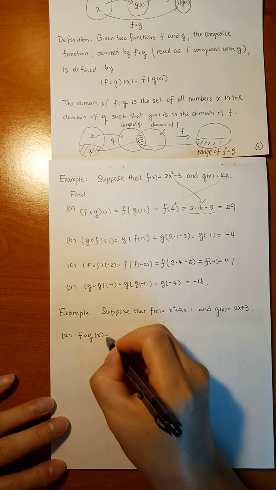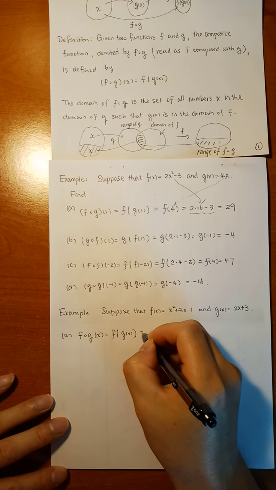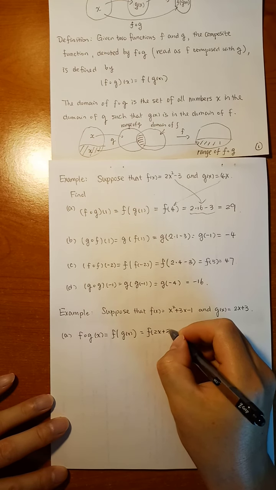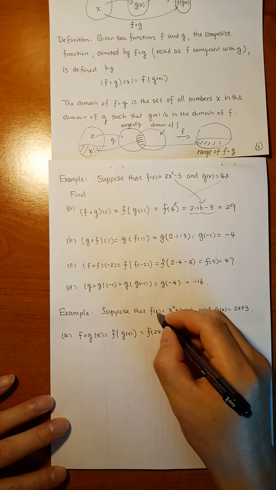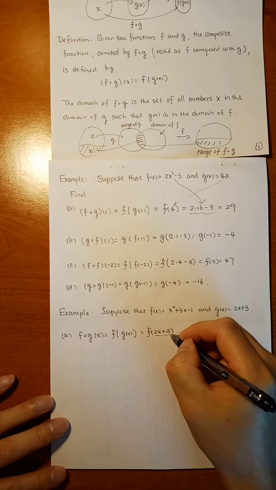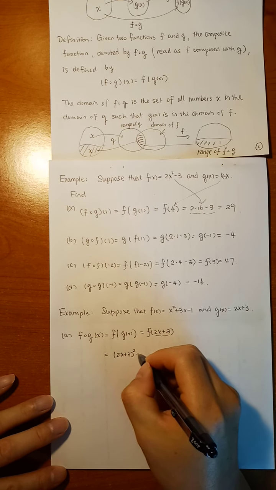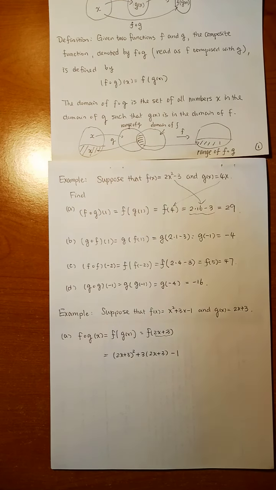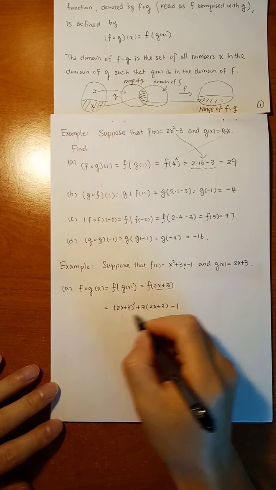F composed with g, let's just check the expression formula. F of g of x. g(x) is 2x plus 3, so f of 2x plus 3. It means whenever you have x in the original formula, you're going to use 2x plus 3. So it becomes (2x plus 3) squared plus 3 times (2x plus 3) minus 1. Whenever you have x, you write 2x plus 3.